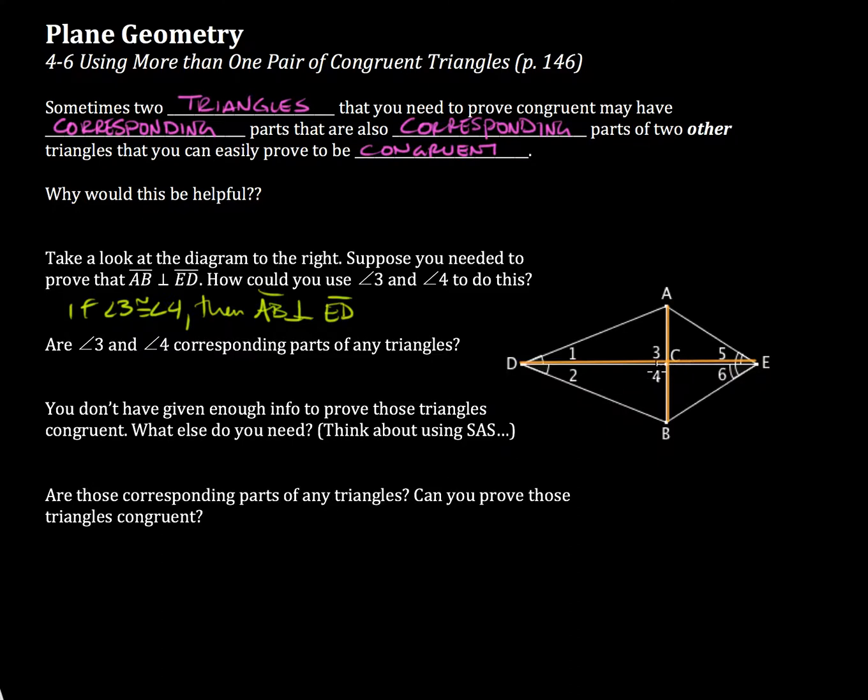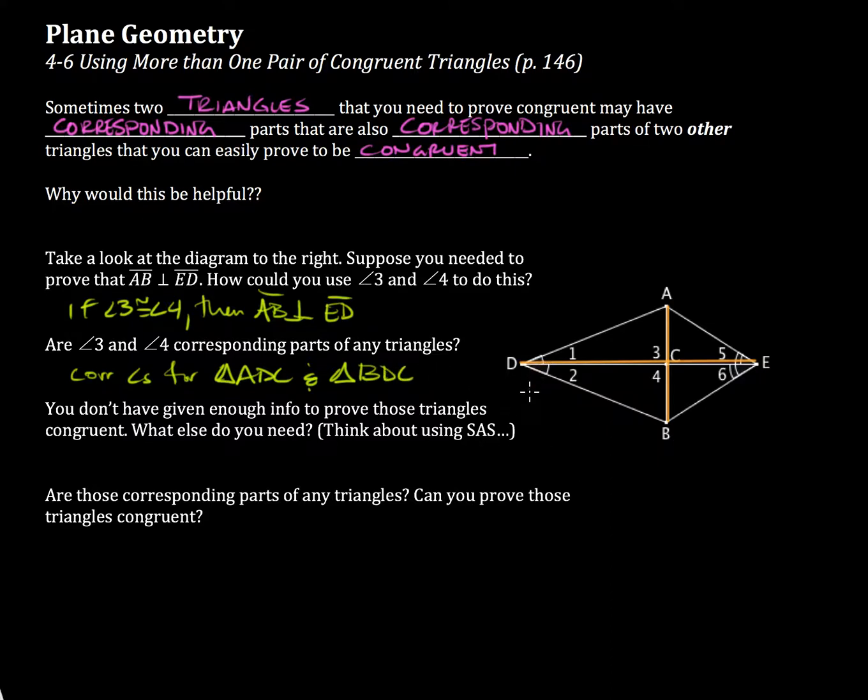So now I would think, okay, are angles 3 and 4 corresponding parts of any triangles? Because that's one of the things that we've been doing, using CPCTC to say that corresponding parts are congruent. So are 3 and 4 corresponding parts of any triangles? And you'll notice that they are. They're corresponding parts of triangles DAC and DBC, right? These two triangles right here have angles 3 and 4 as corresponding parts. Yep, so they are corresponding angles for triangle ADC and triangle BDC.